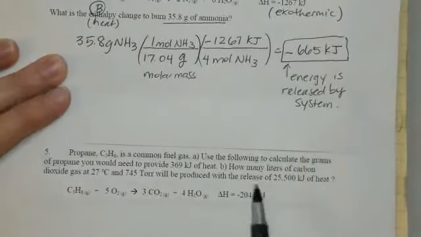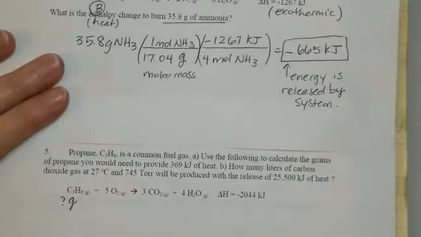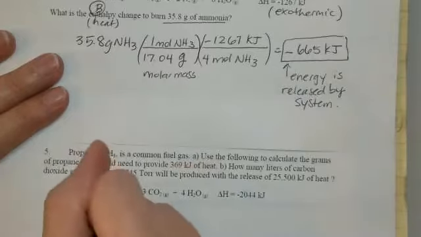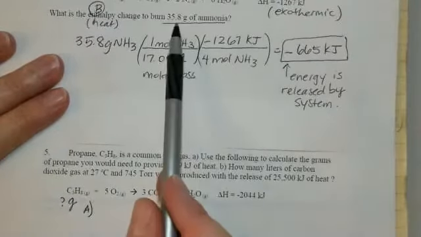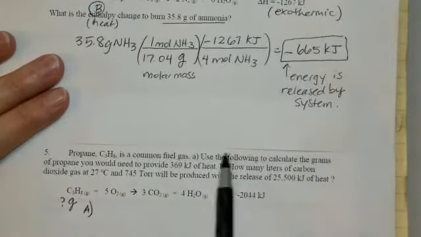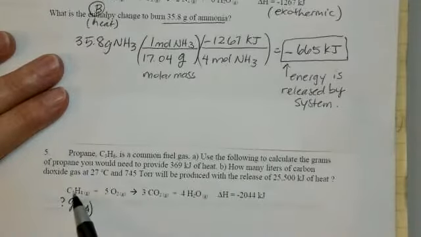We want to calculate the grams of propane. All right, so grams that we would need to provide 369 kilojoules of heat. This is part A. This is the opposite of what we had for the last question that we looked at. In the last question, we had mass. We wanted to know how much heat. In this case, we have a target of heat. We want to know what mass. So we're going to basically start with our heat, use delta H to get to moles, and then go backwards to propane.